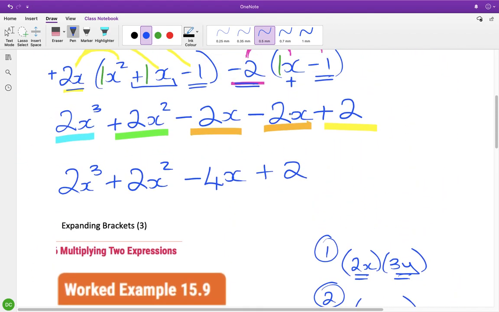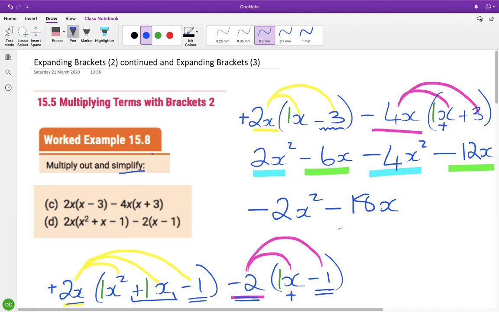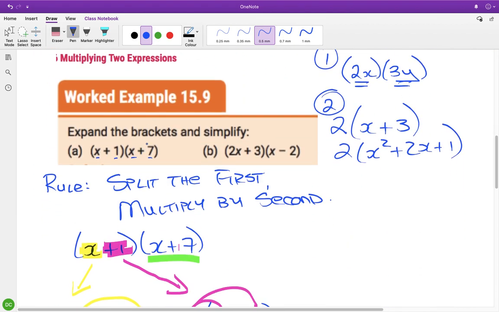Okay, so homework assignment will follow. There'll be a little bit on the first part here, which is the end of expanding brackets 2, and then a little bit on expanding brackets 3, and we'll be taking that a bit further then on Wednesday.